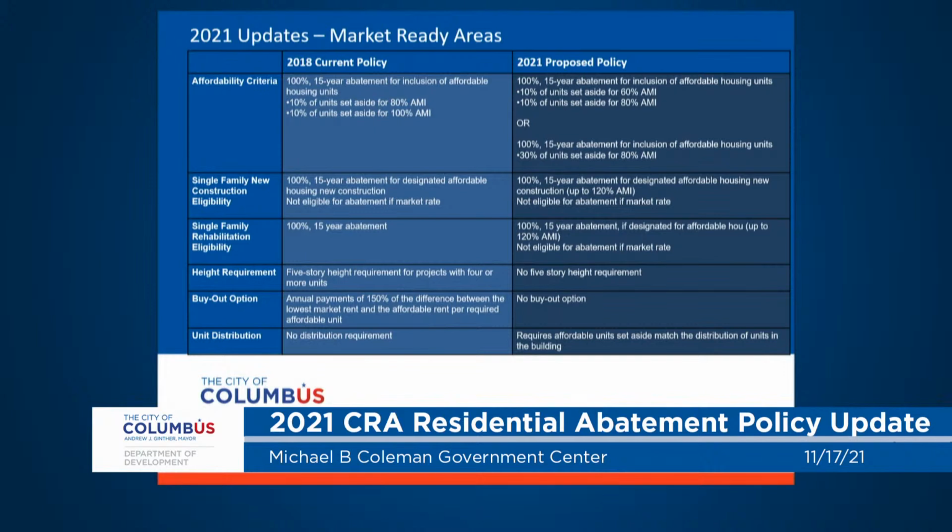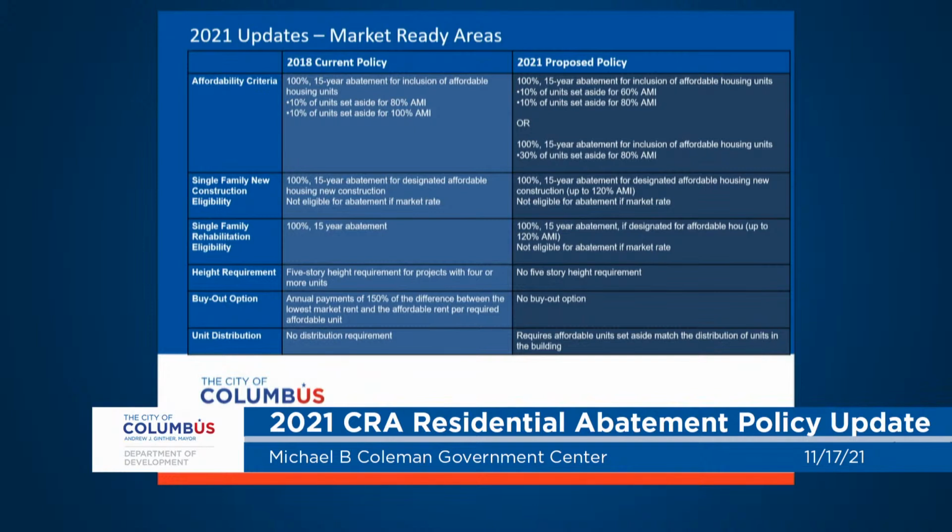Another thing the abatement does is not just multifamily, but it has applied in a lot of our neighborhoods relative to single-family construction. So for the market-ready areas, you can receive the abatement, but if you do on a single-family new construction or rehabilitation, it will need to be an affordable home offered to those below 120% of the area median income. And that is true again for new construction and single family.